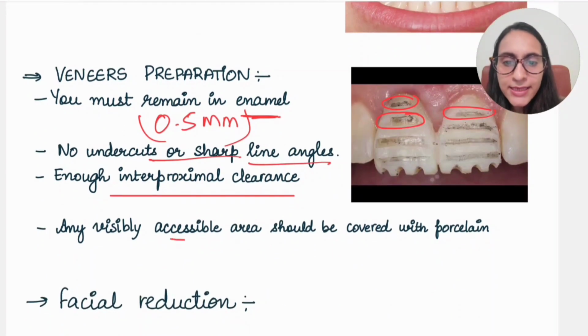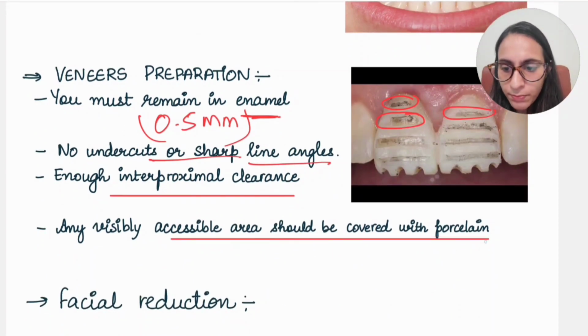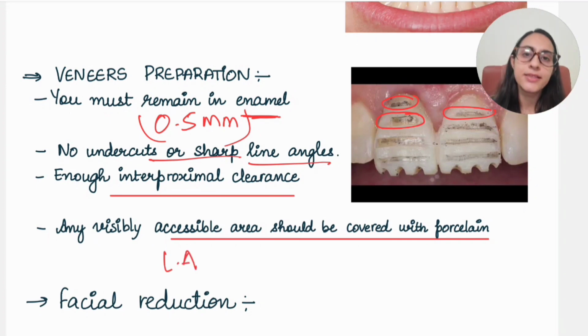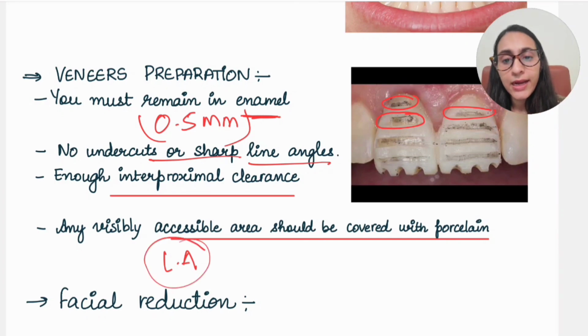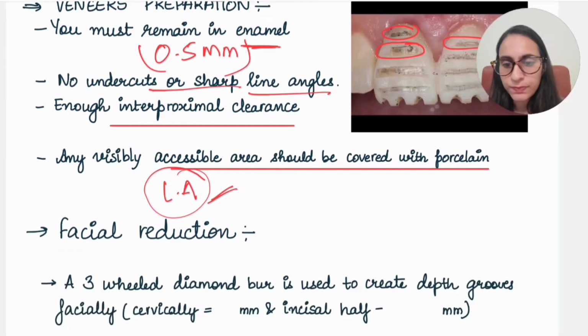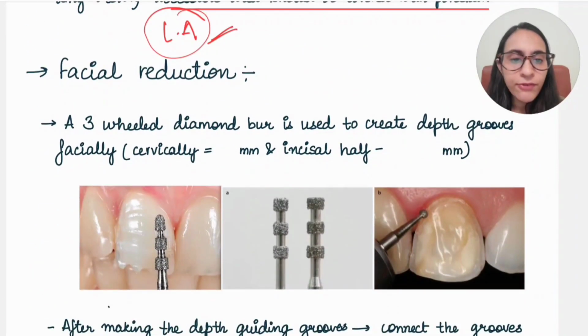Any visibly accessible area should be covered with the porcelain, and LA is given after we do the shade selection. First thing, you do the shade selection, then you proceed with the process, because LA might interfere with the shade also. So we start with the facial reduction.